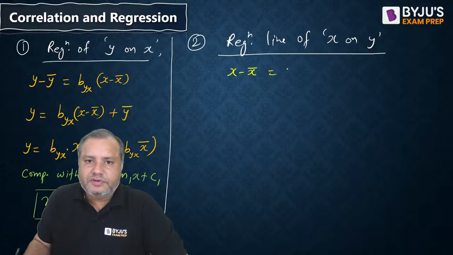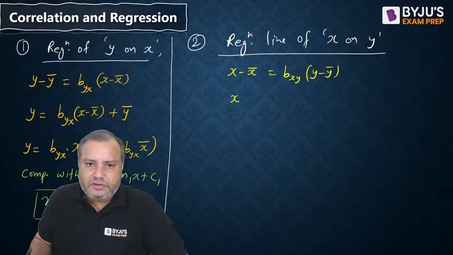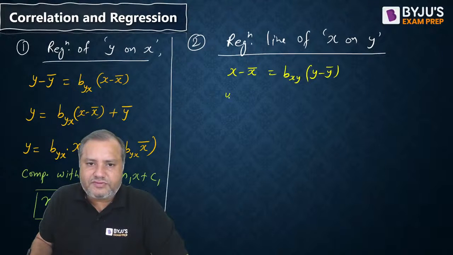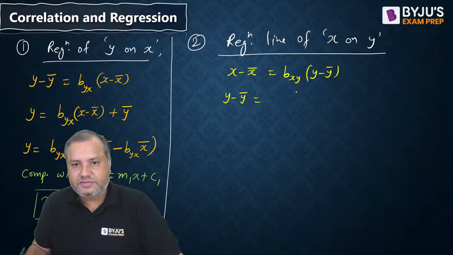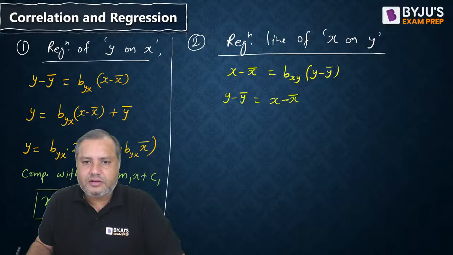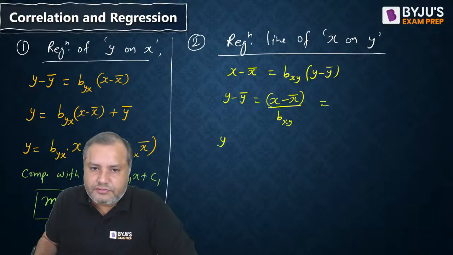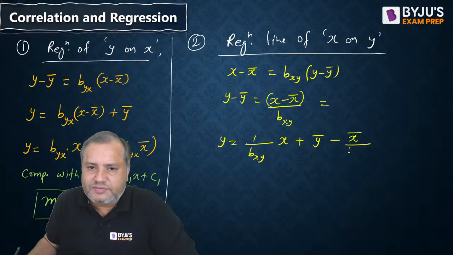x minus x bar equals bxy into (y minus y bar). I want y minus y bar, so y minus y bar will be x minus x bar upon bxy, which is y equal to 1 upon bxy into x plus y bar minus x bar upon bxy.